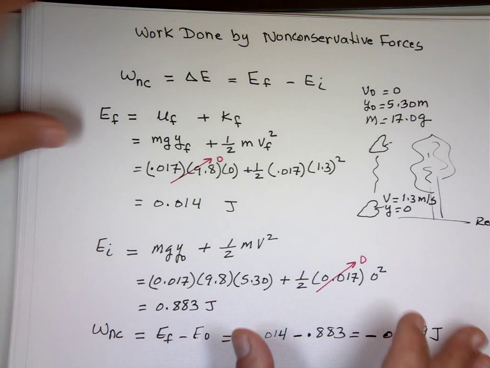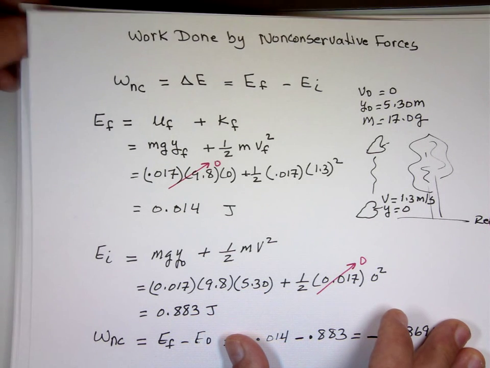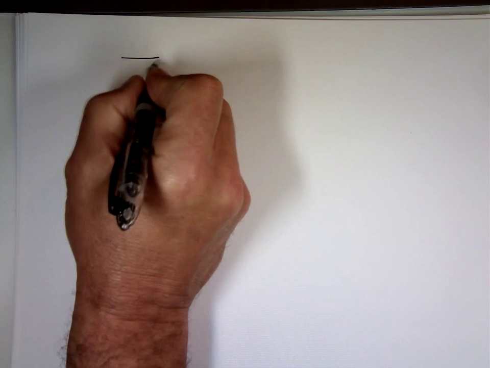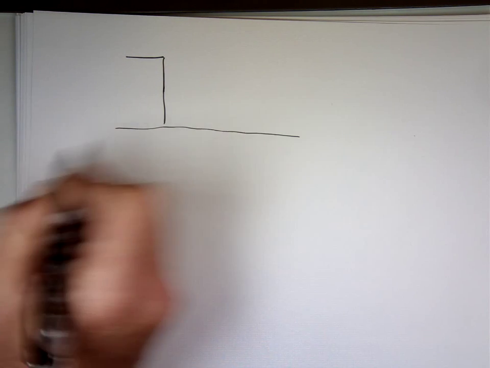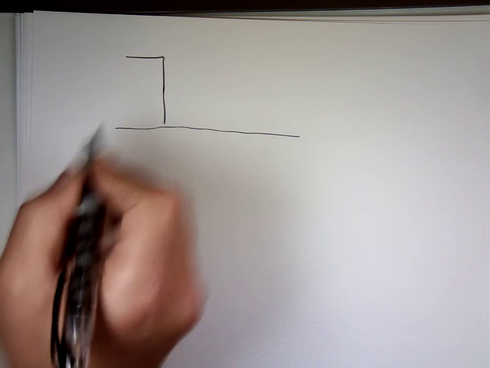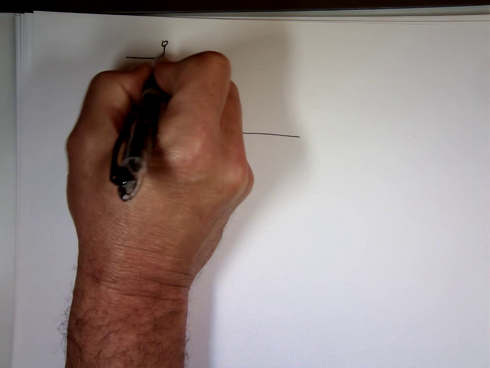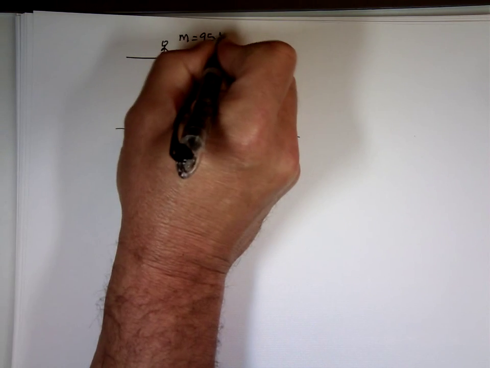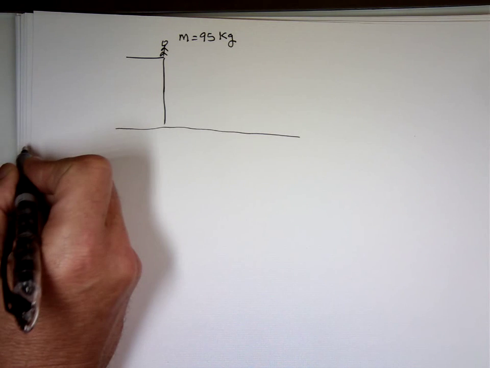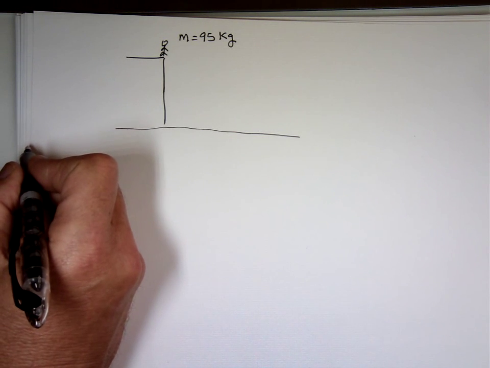So let's see what happens. Let's take an example on that. We have a 95 kilogram diver. So we have a diver. This is the water here. And the mass of that person is 95 kilograms. Steps off a diving board.